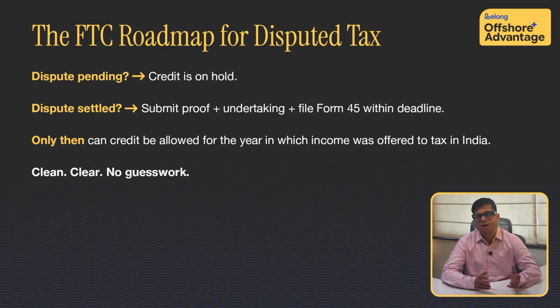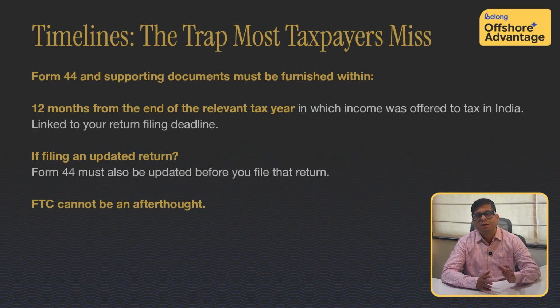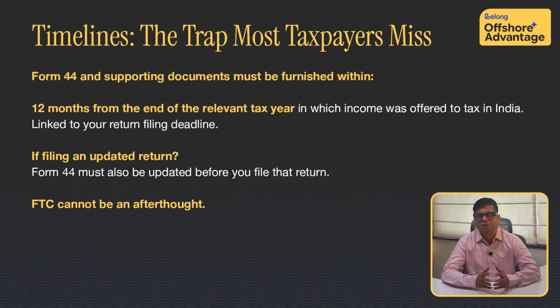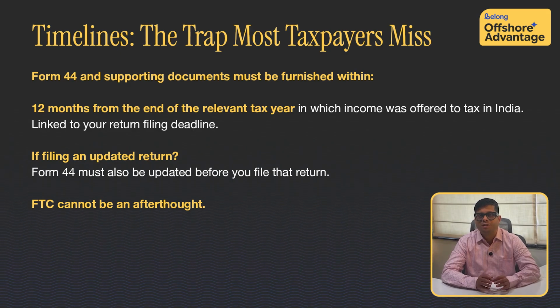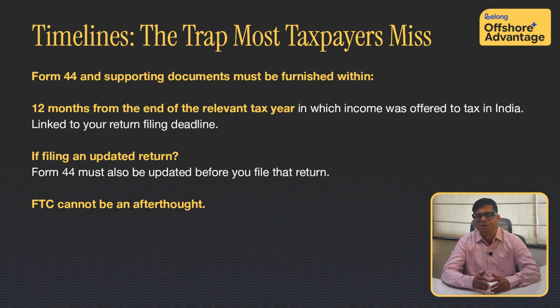Now let's talk about timelines because this is where most genuine taxpayers get trapped. The draft doesn't want FTC to be an afterthought. It hardcodes a furnishing timeline. Form 44 and the supporting certificate or statement are to be furnished within 12 months from the end of the relevant tax year in which the income has been offered to tax in India. And this is linked to the return being furnished within the prescribed return timeline.